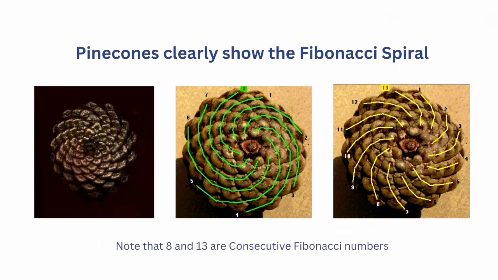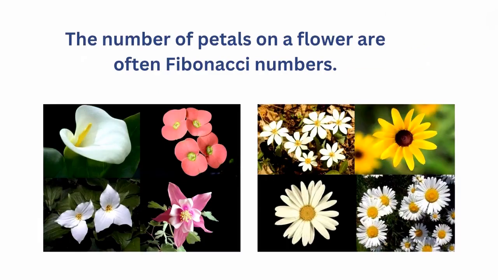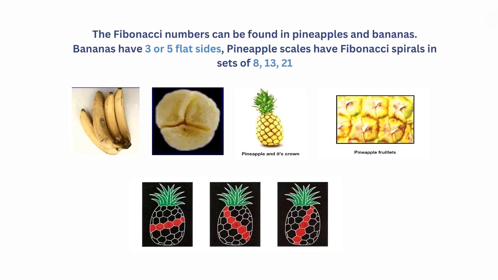Pinecones clearly show the Fibonacci spiral. Note that 8 and 13 are consecutive Fibonacci numbers. Now notice the number of petals on a flower are often Fibonacci numbers. The Fibonacci numbers can be found in pineapples and bananas. Bananas have 3 or 5 flat sides. Pineapple scales have Fibonacci spirals in sets of 8, 13, 21.